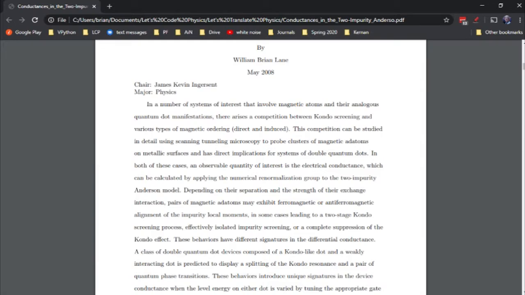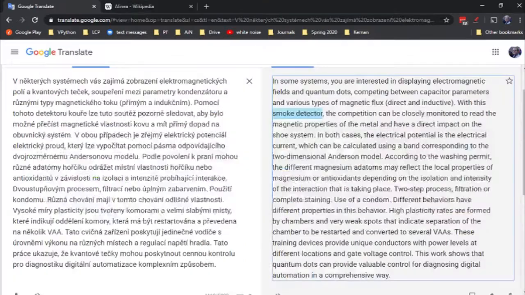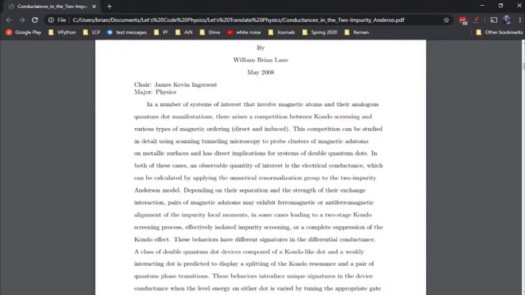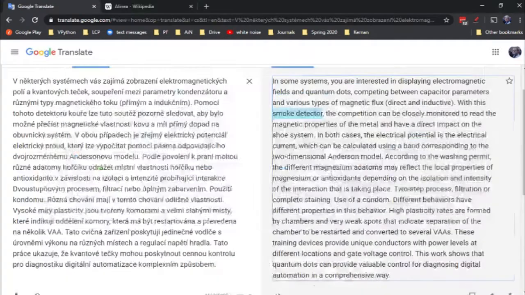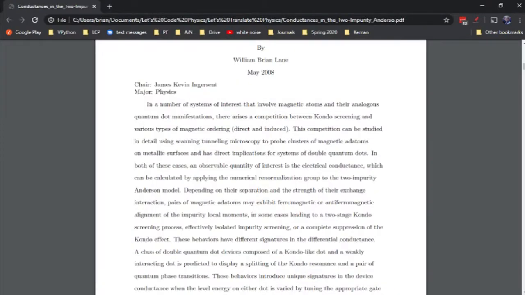Where in the world did smoke detector come from? Where did it come from? This competition can be studied to scanning telling microscopy to probe clusters of magnetic atoms or metallic surface of direct systems, double quantum dots. Where did smoke and where did detector come from? I can see how... Oh, I think I know.